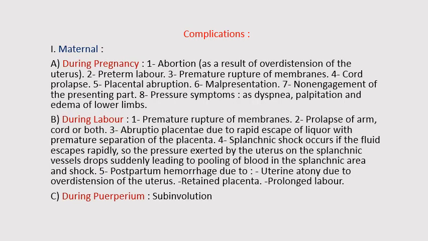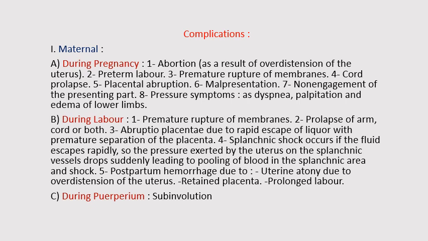Coming to the complications of polyhydramnios. Maternal complications during pregnancy are abortion, preterm labor, premature rupture of membrane, cord prolapse, placental abruption, malpresentation, non-engagement of the presenting part, and pressure symptoms like dyspnea, palpitation, and edema of the lower limbs. During labor, again premature rupture of membrane, there may be prolapse of the arm or the cord, then abruptio placentae due to rapid escape of liquor with premature separation of the placenta.